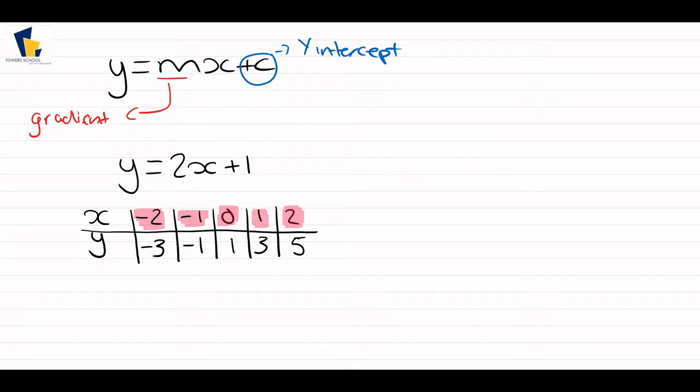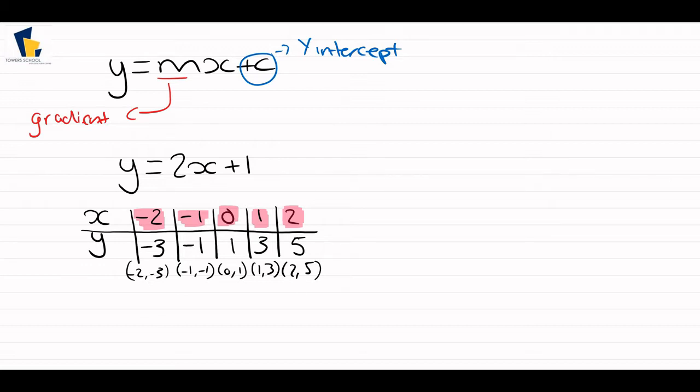So what this table of values gives us is coordinates. We have an x coordinate and a y coordinate. So we have -2, -3 as one coordinate. We have -1, -1 as another one. We have 0 and 1, 1 and 3, 2 and 5. So these are going to be the coordinates we're going to plot.